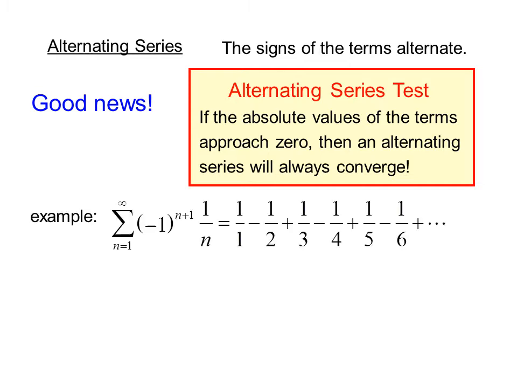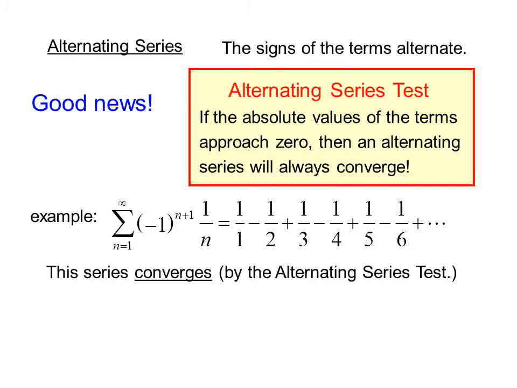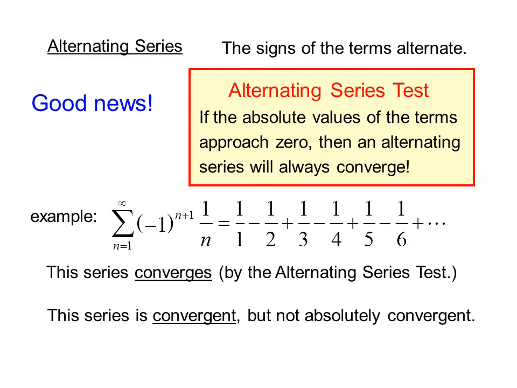Example: the summation as n goes from 1 to infinity of negative 1 to the n plus 1, 1 over n, equals 1 over 1 minus 1 over 2 plus 1 over 3 minus 1 over 4 plus 1 over 5 minus 1 over 6. This series converges by the alternating series test because the absolute values of the terms approach 0.